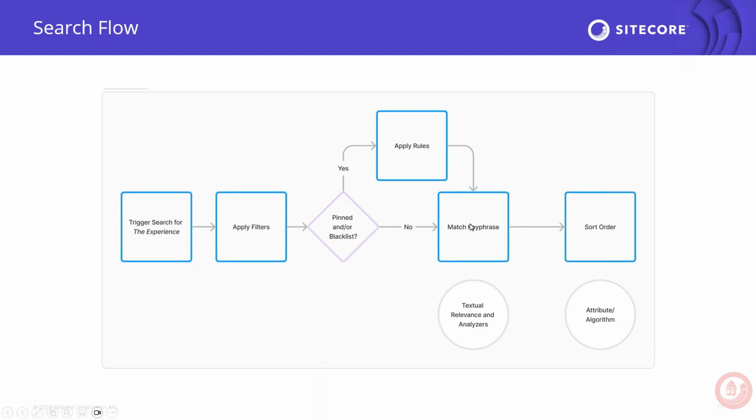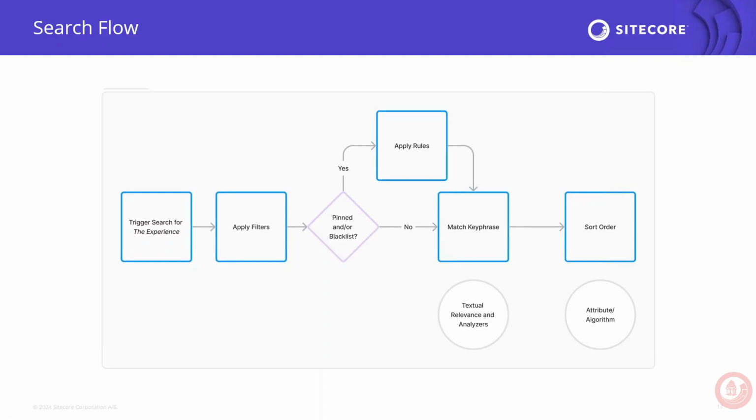If they are not, then we match against the key phrase. And when we are matching against the key phrase, this is where the textual relevance and the analyzers that we have configured will start getting applied to our search results, and they will produce a search result for us. And then if there is a sort order that we have defined, it sorts according to that. With the sorting options, one of the things that we couldn't really go into the details is your sort order can be defined by the algorithm, or it could be based on the attribute.